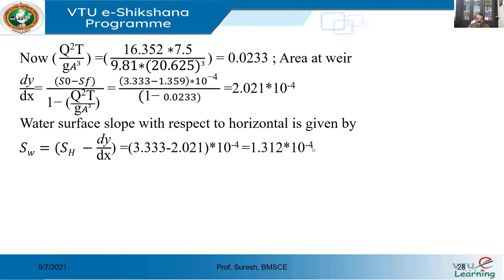Kindly recall, when we derived an equation for this water surface slope with respect to horizontal, I said water surface slope with respect to bottom slope is not equal to water surface slope with respect to horizontal. So look at this, this dy by dx, water surface slope with respect to the bottom slope, is 2.02 into 10 power minus 4, whereas the water surface slope with respect to horizontal works out to be 1.31 into 10 power minus 4. So this is how you're going to use the equation which we derived at the beginning of this section.